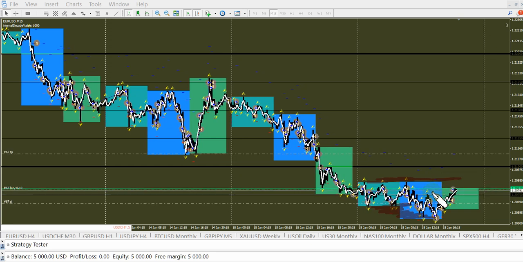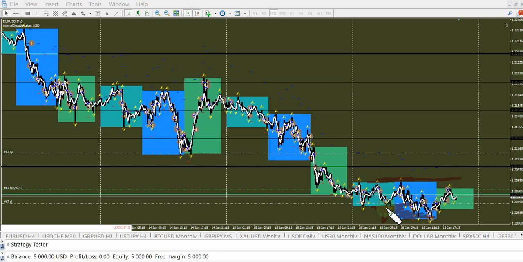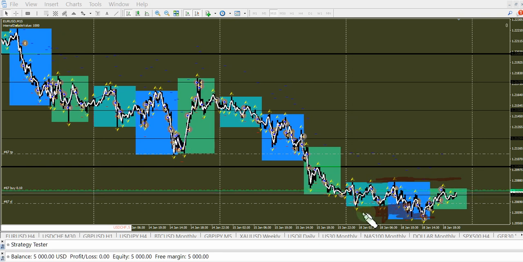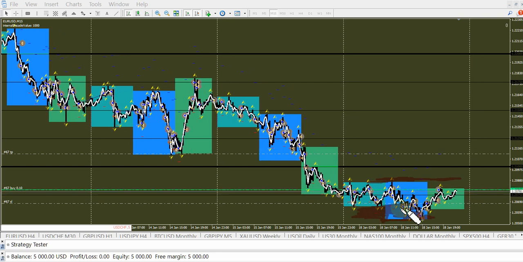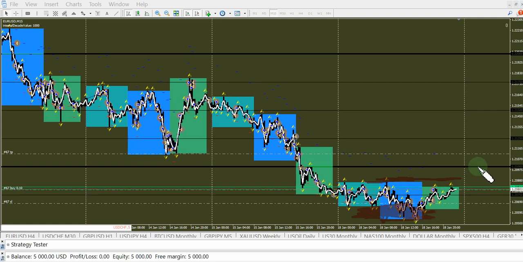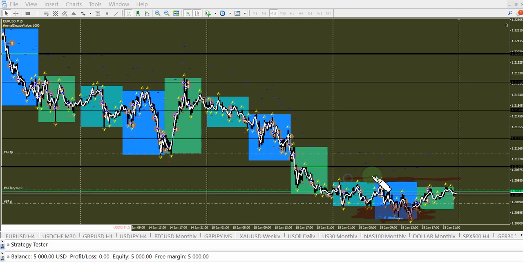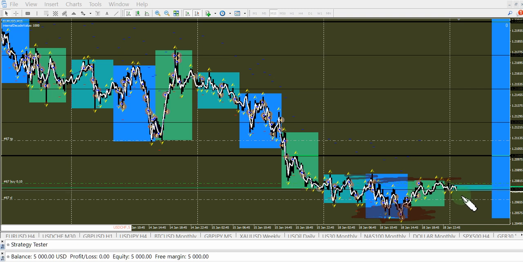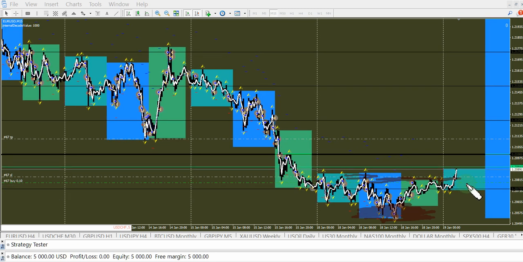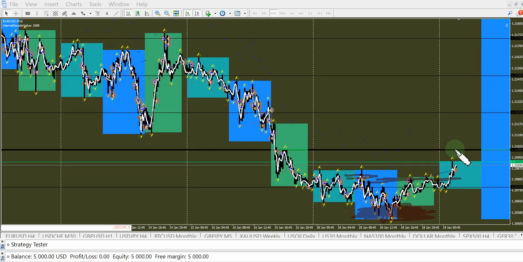If I haven't taken anything off by now, I should be taking off at least the wick of that, which would be a wick on the 4 hour there. Now I'm going to cash out into this. Boom, I'm finally out. So coming into Asia, I'm out of that.